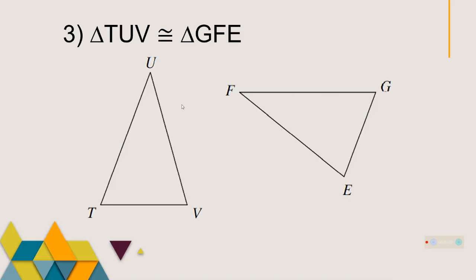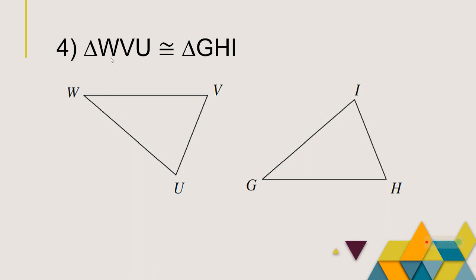Next, number 3. We have triangle TUV is congruent to triangle GFE. So we have the question, angle U is congruent to what? That's correct. We have angle F. Next, number 4. We have triangle WVU is congruent to triangle GHI. The question is, angle W is congruent to what? That's correct. We have angle G.